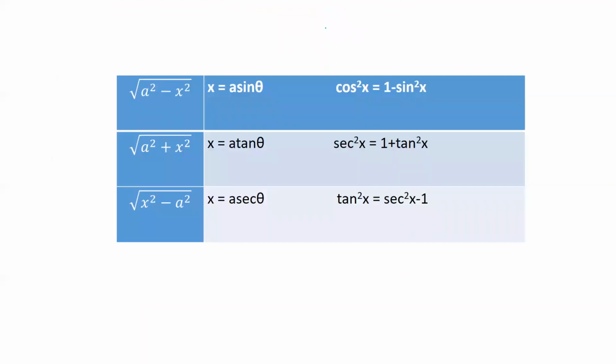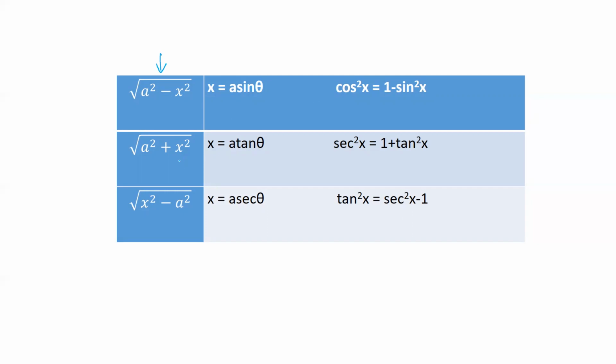Here's the key. It's all based on these trigonometric identities. The goal is to be able to reduce what's under the square root into one term. So when we had 9 minus x squared, we said, oh, we're going to be using this identity. And if we would let x equal 3 sine, then we'll be able to replace it with 9 cosine squared.